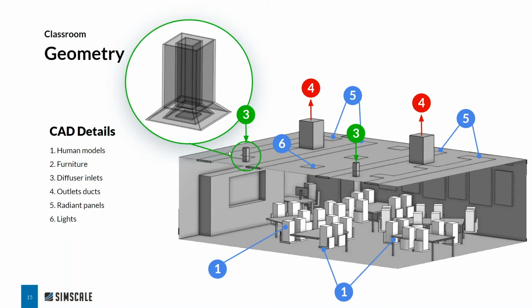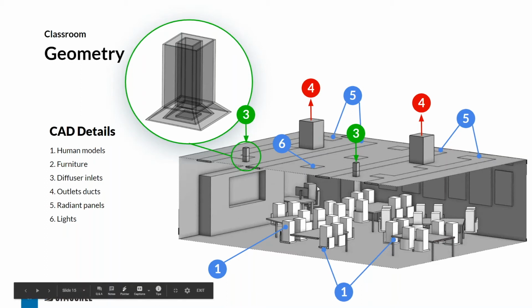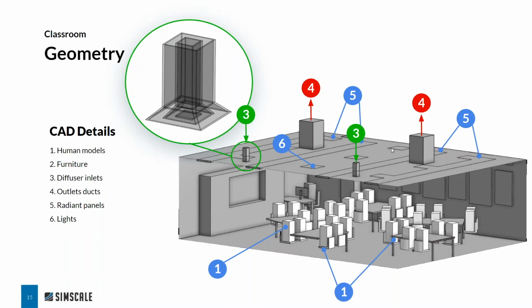In our case, we do have a diffuser, which is designed like this, as you can see on the screen. And there are two outlets, which are shown in red color and marked as 4. We do have some radiant panels, which means the lighting surfaces, which is important because the lighting might emit some of the heat and this might affect the temperature distribution inside this classroom. So we need to model them as surfaces also, as you can see marked with number 6 in blue.